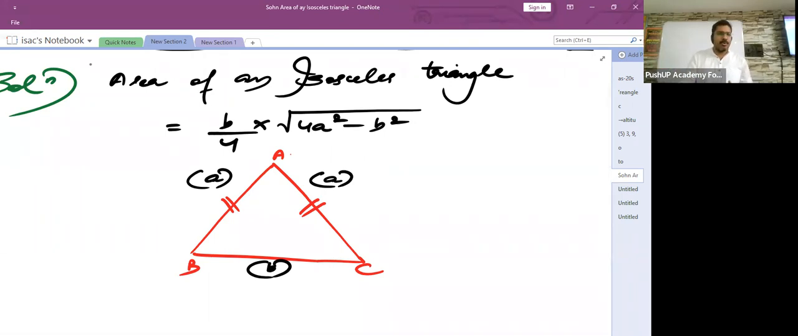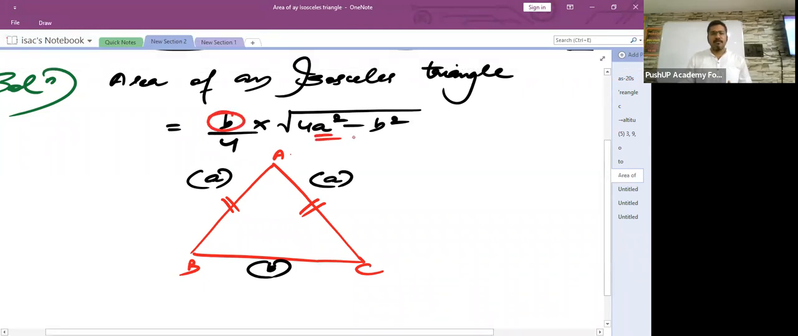Okay, so you should know what is the meaning of this b and what is the meaning of this a. b stands for what? The base of the isosceles triangle. a stands for what? The length of the equal sides of the isosceles triangle. Are you getting it? Now, there is no technique to by heart this formula, children. You have to by heart it.